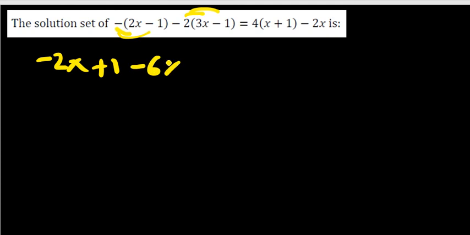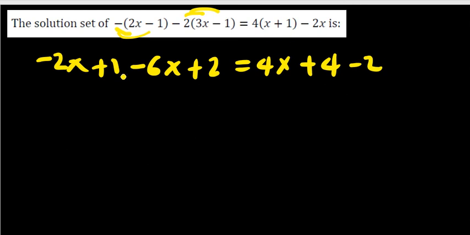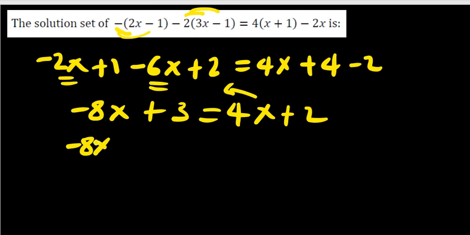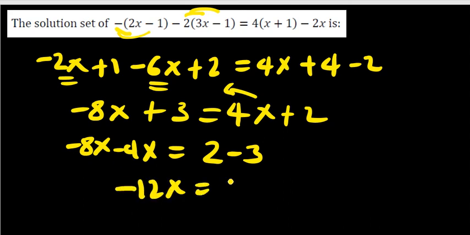It will be negative 6x plus 2 is equal to 4x plus 4 minus 2. I distribute first. And negative 2x minus 6x will be negative 8x, and 1 plus 2 will be 3 is equal to 4x plus 2. Then bring the 4x to the left side. Negative 8x minus 4x is equal to 2 minus 3. The 3 goes and is subtracted. Minus 8 minus 4 will be negative 12x is equal to negative 1.